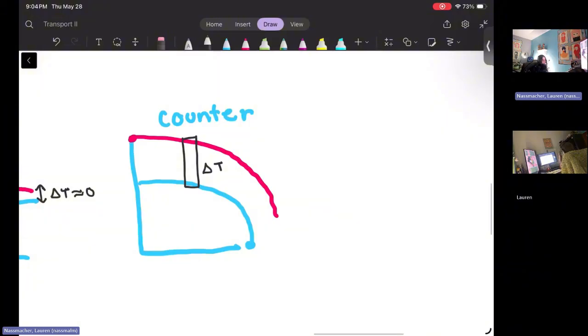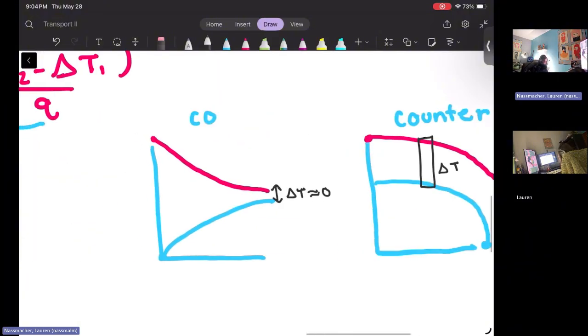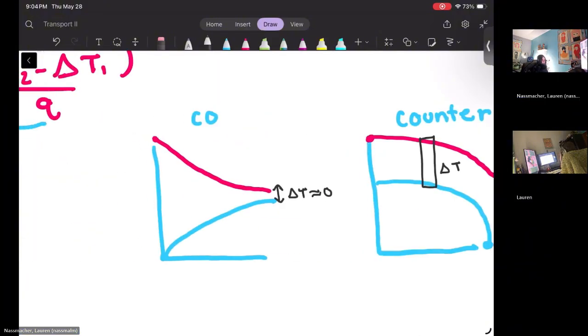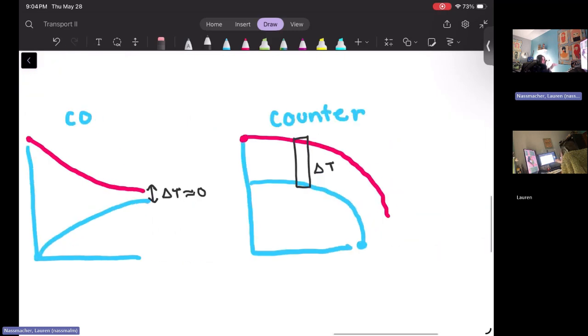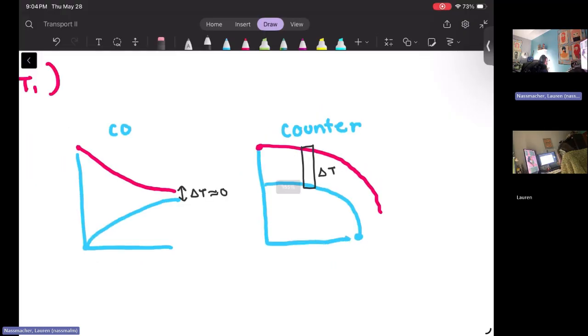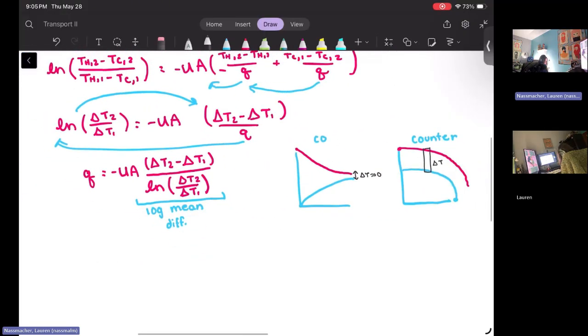So our change in temperature right here is going to be larger than our change in temperature of the other graph. So our change in temperature in the countercurrent heat exchanger is not always, but a lot of the time going to be larger than in the co-current heat exchanger. So that log mean difference is going to look a lot different between the co-current and countercurrent heat exchangers, and therefore their heat exchange rate will look a lot different as well.